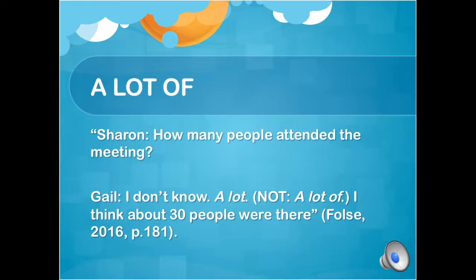For example, Sharon said, "How many people attended the meeting?" Gail said, "I don't know, a lot. I think about 30 people were there." Notice that Gail does not say "a lot of." This is because there is not a noun following the phrase, so the preposition "of" is omitted in this case.